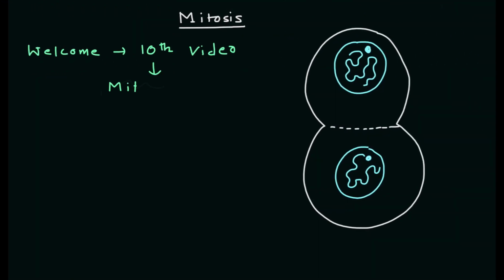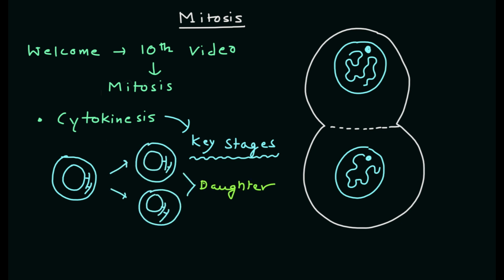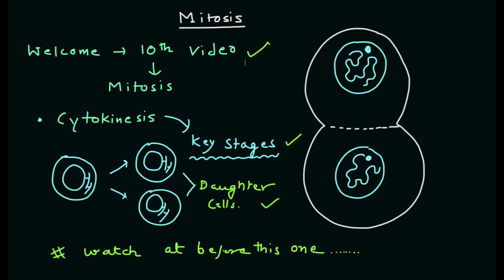In our last video, we discussed the stage called cytokinesis. We went over some of the key points, including the key stages of cytokinesis and how cells separate their cytoplasm and split into two daughter cells. If you missed that video, please watch it before watching this one.